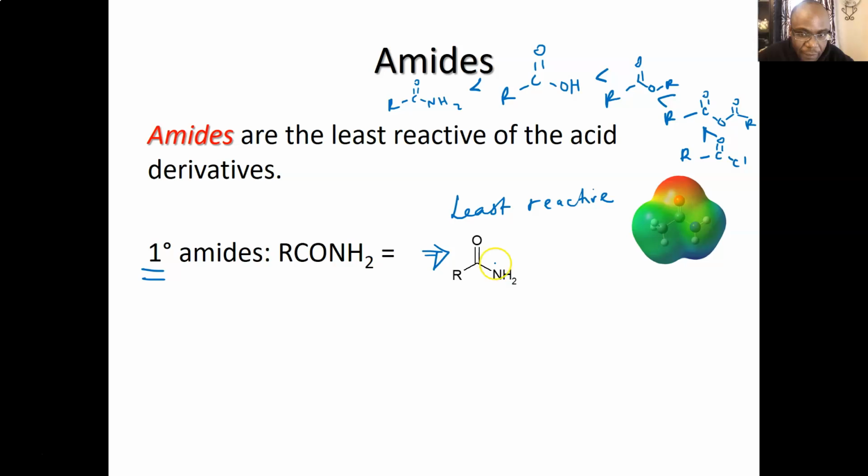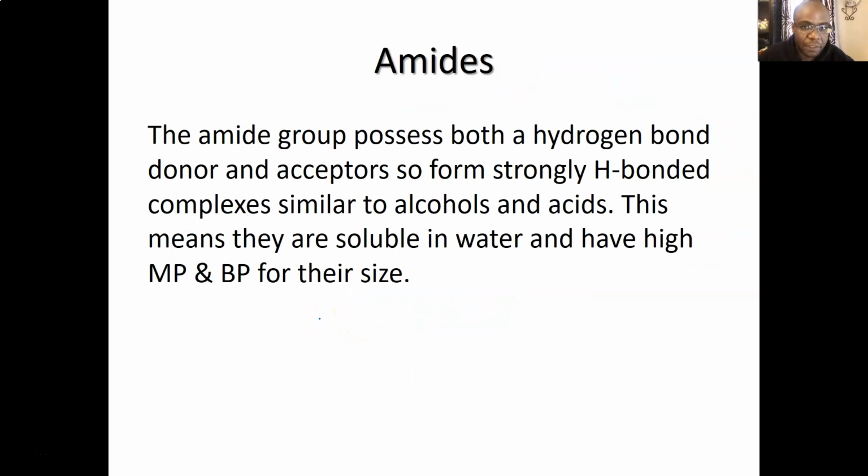Because you have no R group, you have two hydrogens here. So let's compare this to ammonia. Now you have NH2, right? So this whole thing could be taken to be the R. So this is called a primary amide. Okay. Let's see if they have secondary amides.